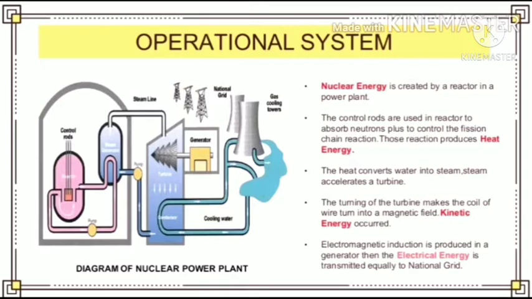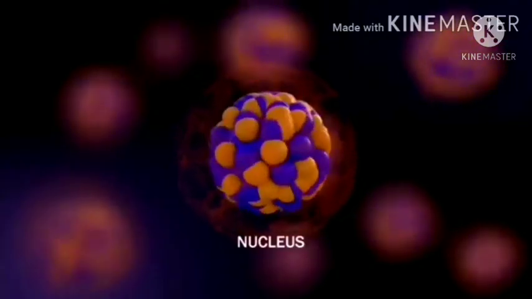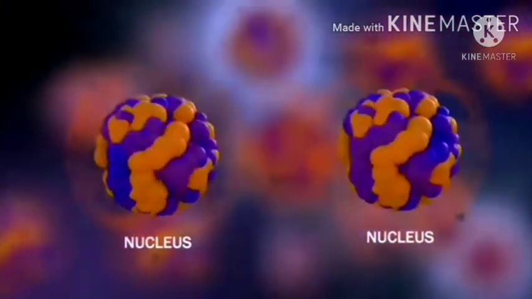Those reactions produce heat energy. When there is heat energy, the heat converts water into steam. Steam accelerates a turbine. The turning of the turbine makes the coil of wire turn in a magnetic field. When the turbine is turning, electromagnetic induction is produced in a generator, then the electrical energy is transmitted equally to the national grid. This is the video about nuclear fission.